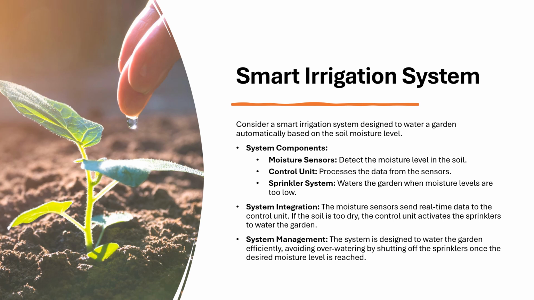And for the system integration, the moisture sensors send real-time data to the control unit, and if the soil is too dry, the control unit activates the sprinklers to water the garden. The system management is designed to water the garden efficiently, avoiding overwatering by shutting off once the desired moisture level is reached. So these are the 3 points you have to think about when designing any system: the system components, how the components talk with each other, and how you manage the system.